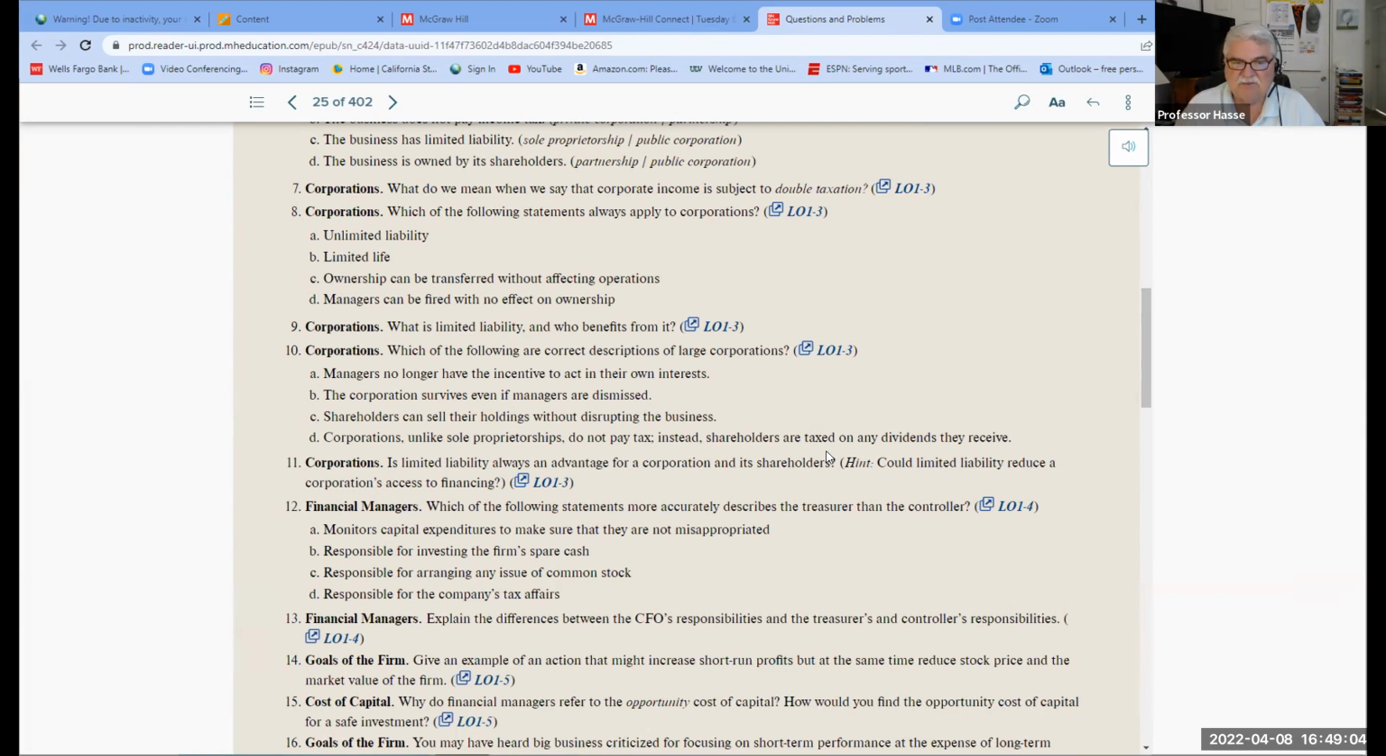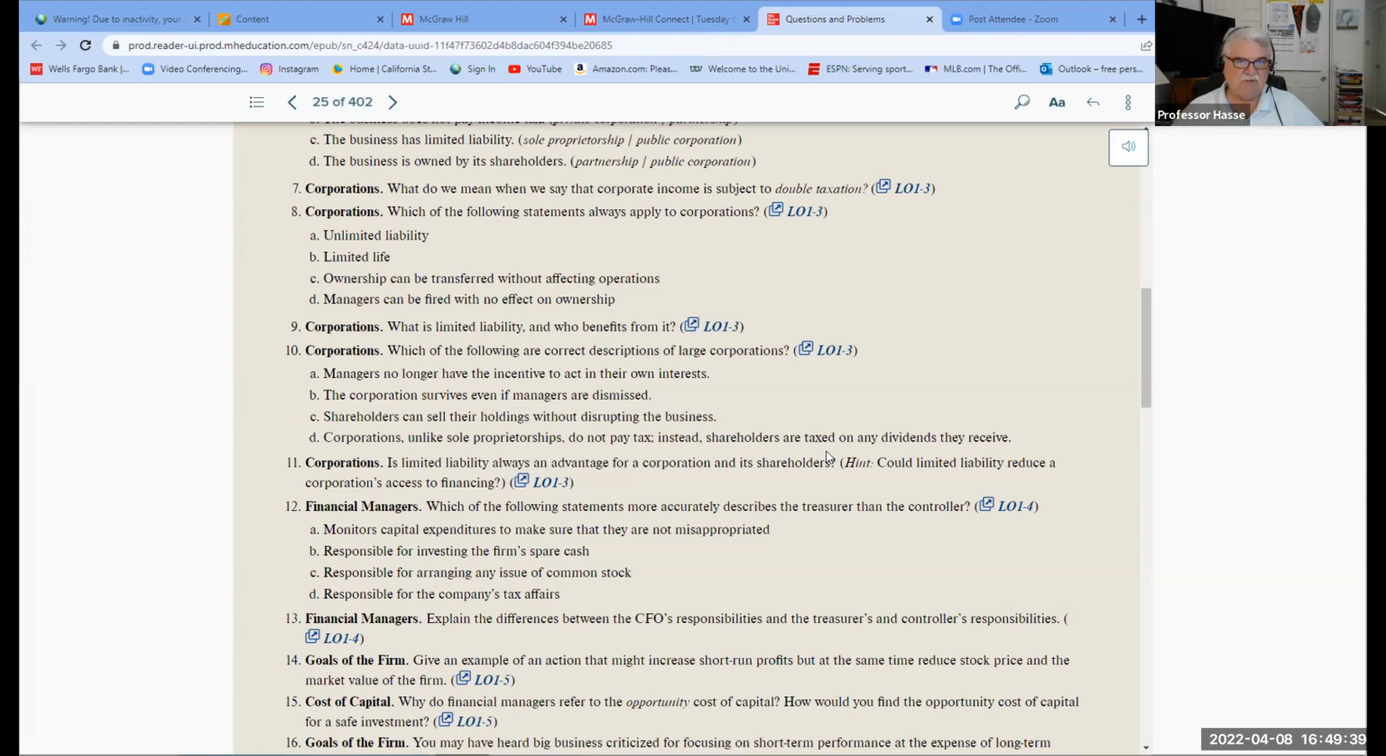C, shareholders can sell their holdings without disrupting the business. And that's correct as well. If I sell my stock in Apple Computer Monday morning, I don't think Apple Computer is going to be in a state of disruption. Far from it. Stockholders can sell their holdings without disrupting the business. Because when they sell their holdings, they're just selling those stocks to another person who's going to own the stock. The stock is just not disappearing. Somebody else will own it.